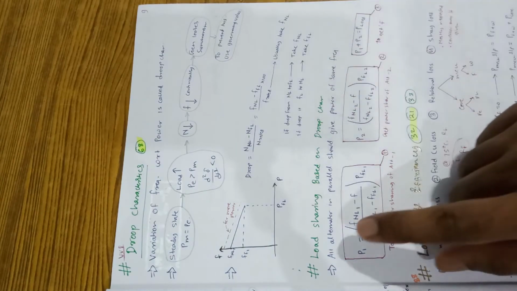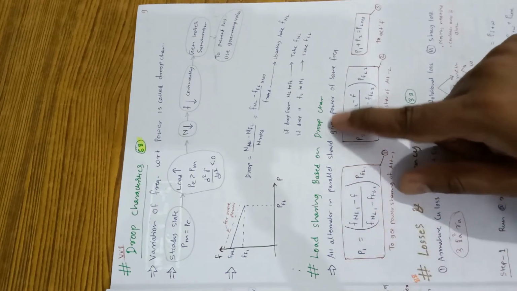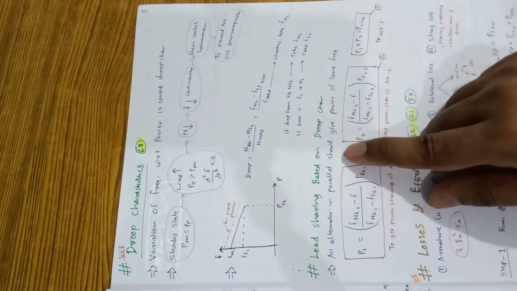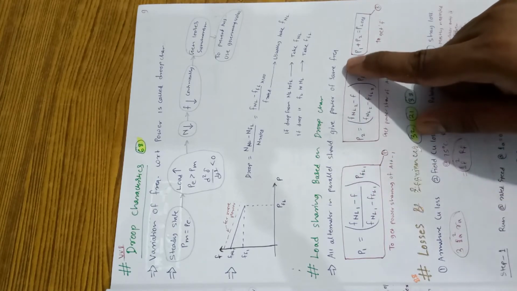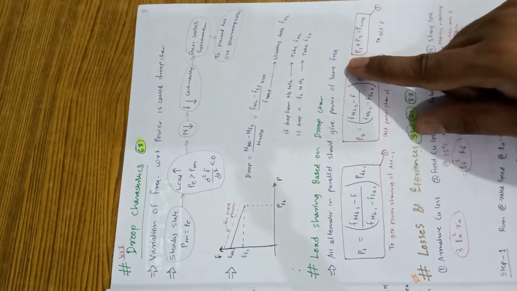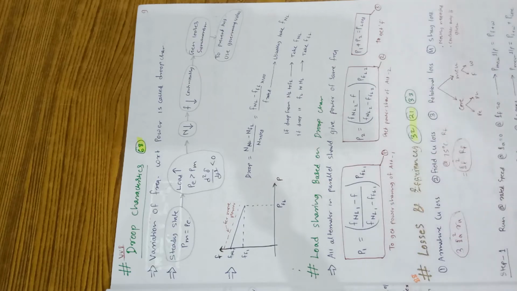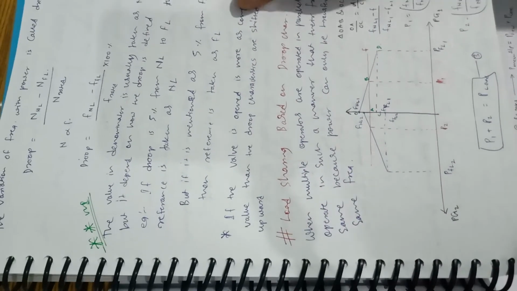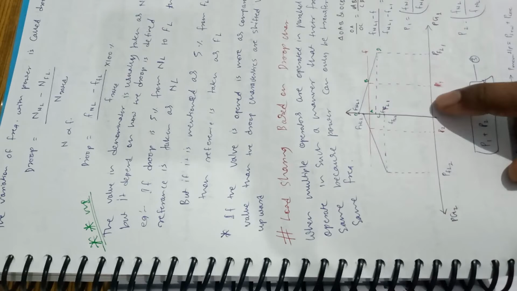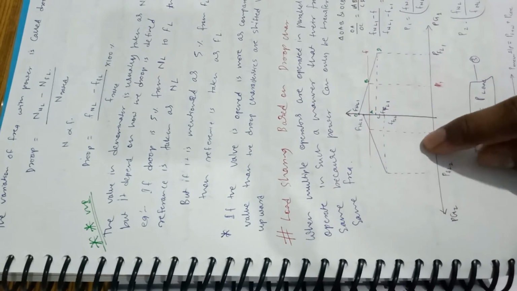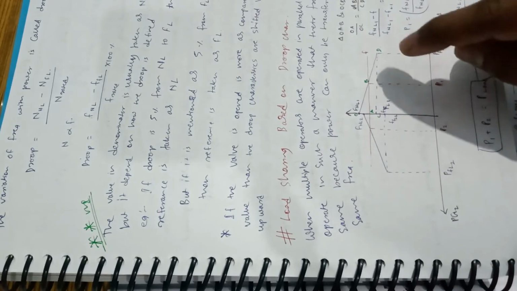When we talk about load sharing based on droop characteristic, all alternators are in parallel. All alternators in parallel should give power at the same frequency, that is F. You can understand this from the graph. This side graph is for generator 2 and this side is for generator 1.